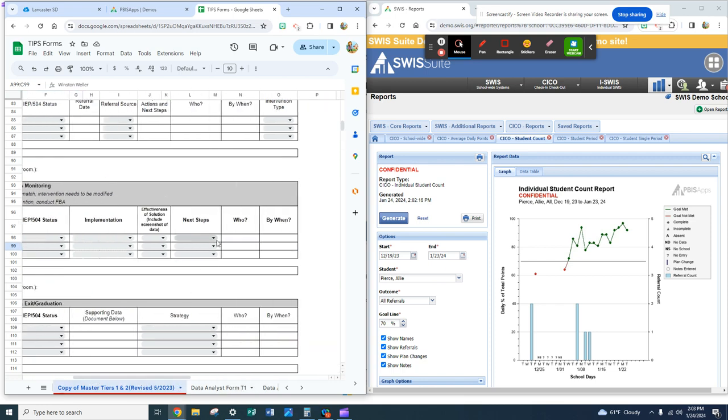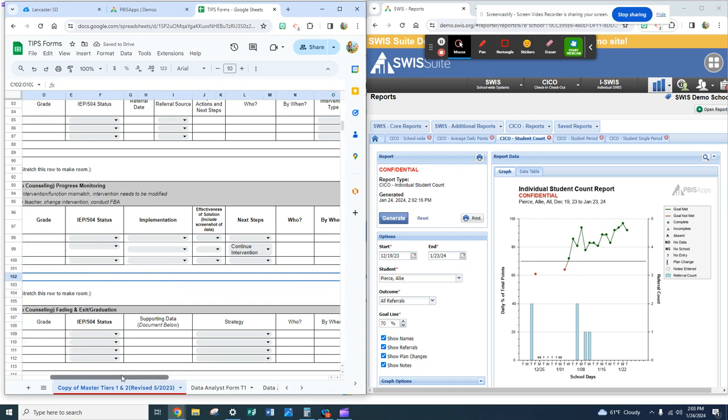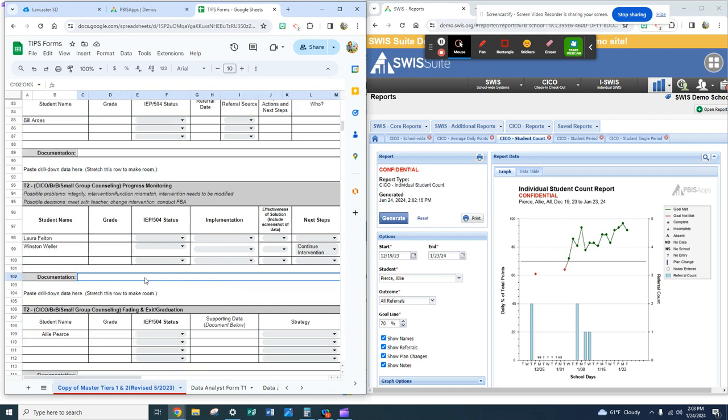So you could say next steps, continue intervention, but then down here you would put in study skills, small group, whatever the small group would be that applies to him. So you'd have to put his name so we know who you mean, because you're going to have several students down here. So we can say Winston, like that. So in addition to SECO, he's also going to get small group counseling. That's totally okay to do.